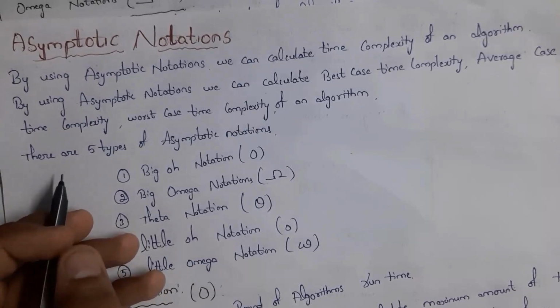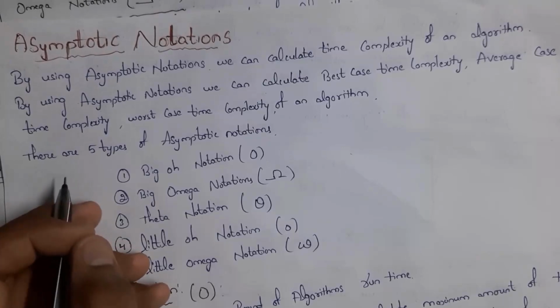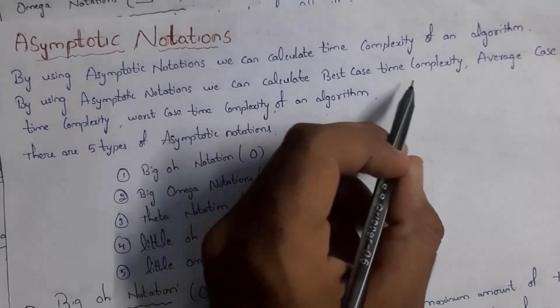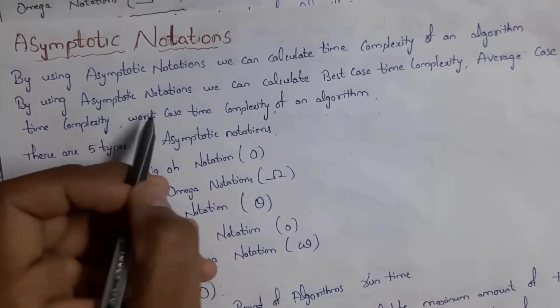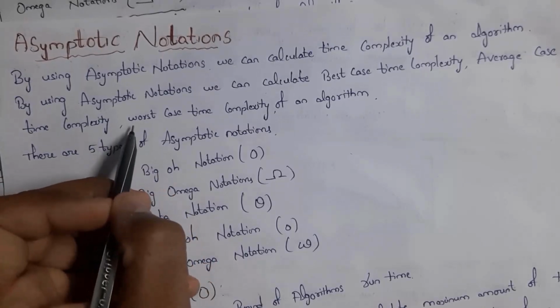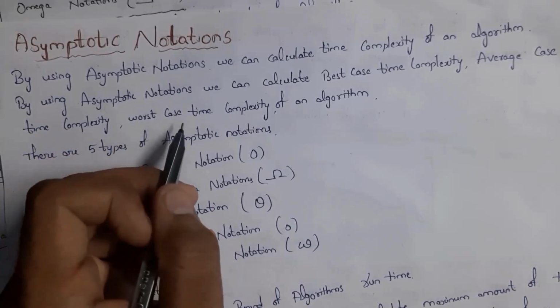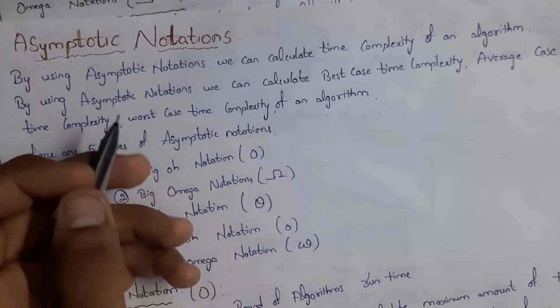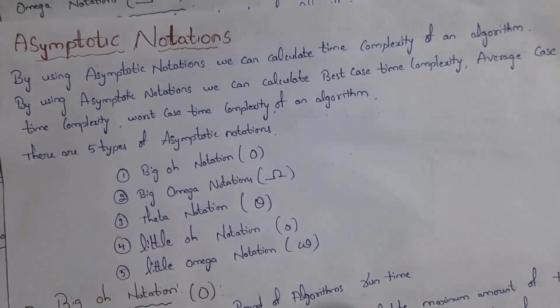in the linear search example. If we find an element in the first position, then the time taken is less, so it is known as best case time complexity. And if the element is found in the last position, then the time taken is more, so it is known as worst case time complexity. And if the element is found in between the first and last element, then it is known as average case time complexity.